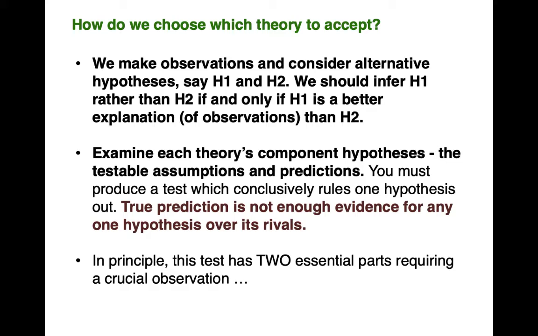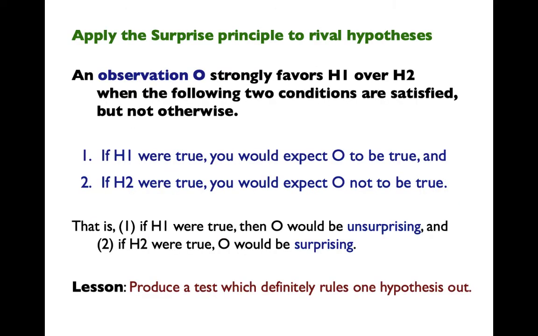In principle, this test has two essential parts requiring a crucial observation. Here's how it works. I call this applying the surprise principle to rival hypotheses. An observation O strongly favors hypothesis 1 over hypothesis 2 when the following two conditions are satisfied, but not otherwise.